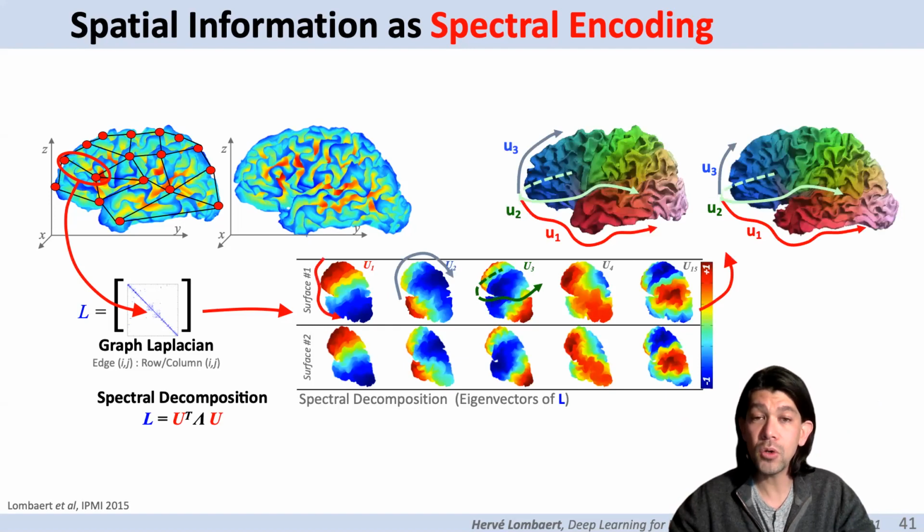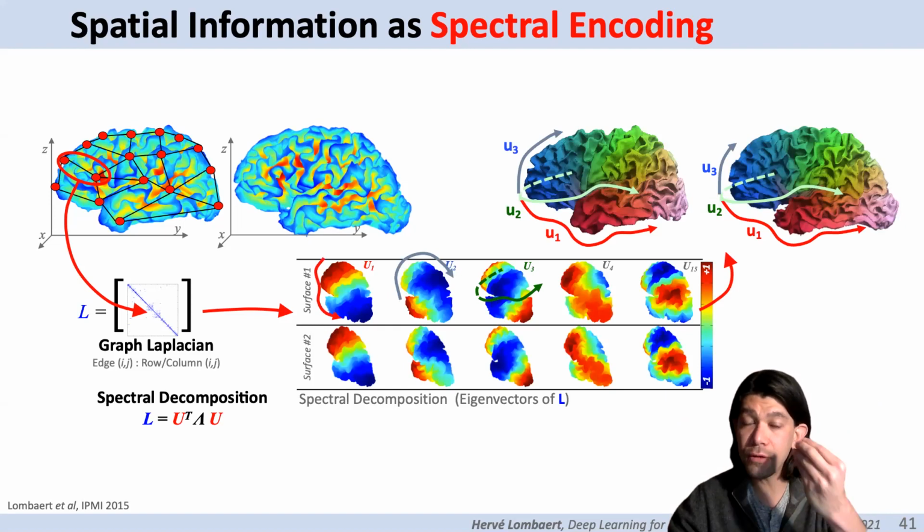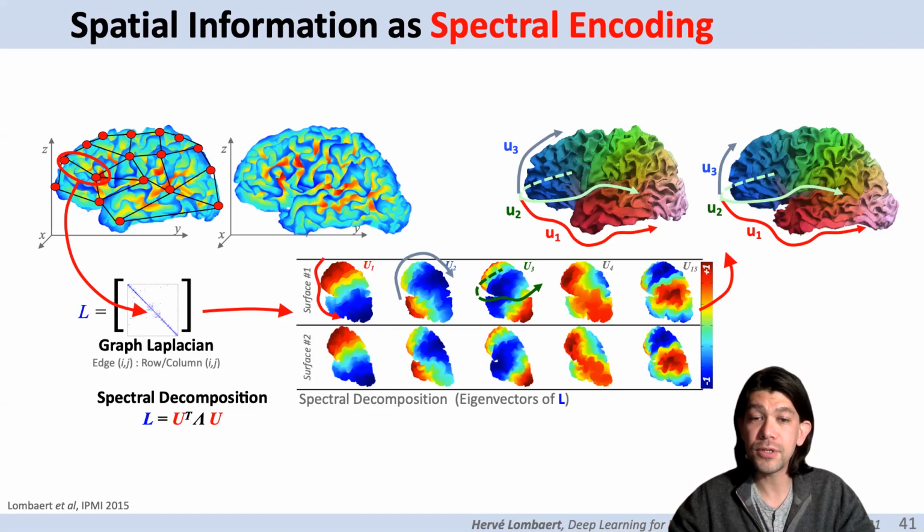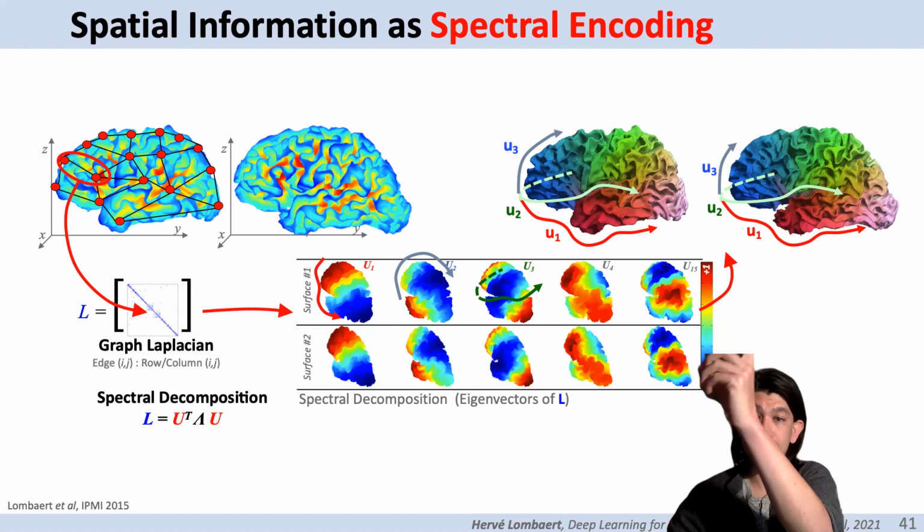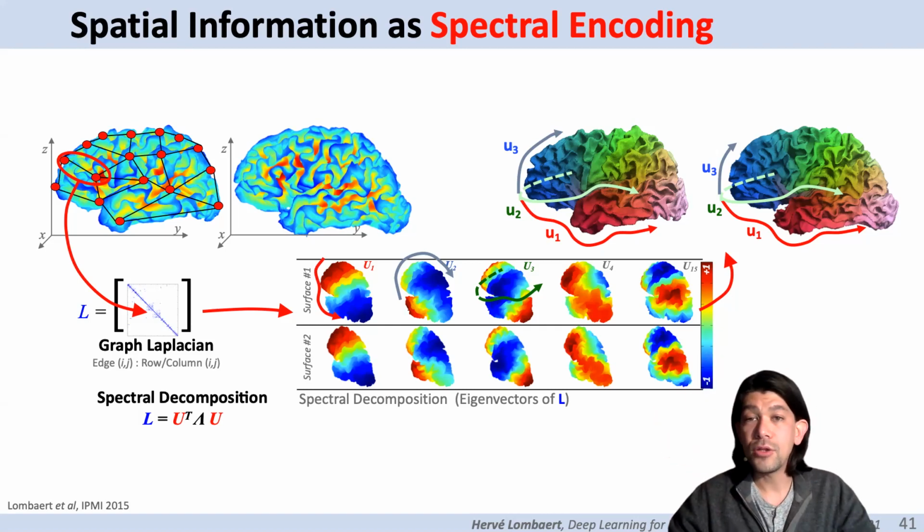The first three eigenmodes, the first three eigenvectors, are the ones that will be used to describe in a unique fashion every point on the surface here. As an illustration, on the right side, those two brains have been color coded: the points have been color coded with the first three eigenvector values as RGB components. So you see that equivalent points have exactly the same color.